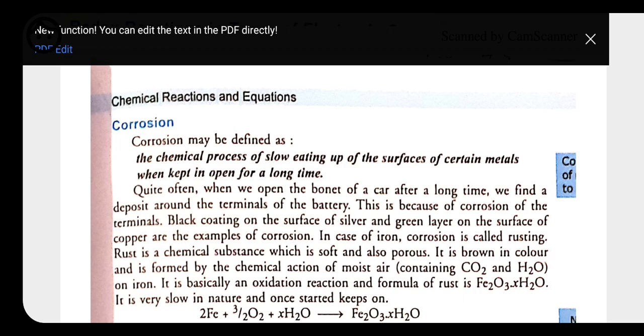So to avoid rusting, we always put a layer above the iron, to avoid direct contact of oxygen and iron. That is called the prevention of oxidation or prevention of rusting. These things we will discuss in the next chapter: how do we prevent anything from rusting or corrosion?